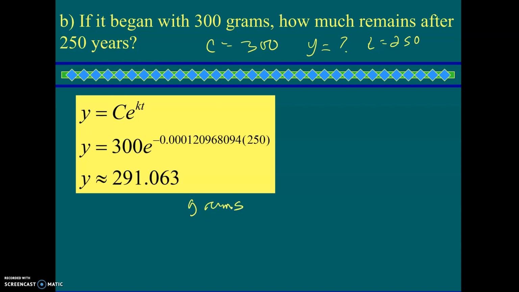Okay, 291.063 grams. So it wasn't specified. I just rounded it to 3 decimal places because I felt like it.